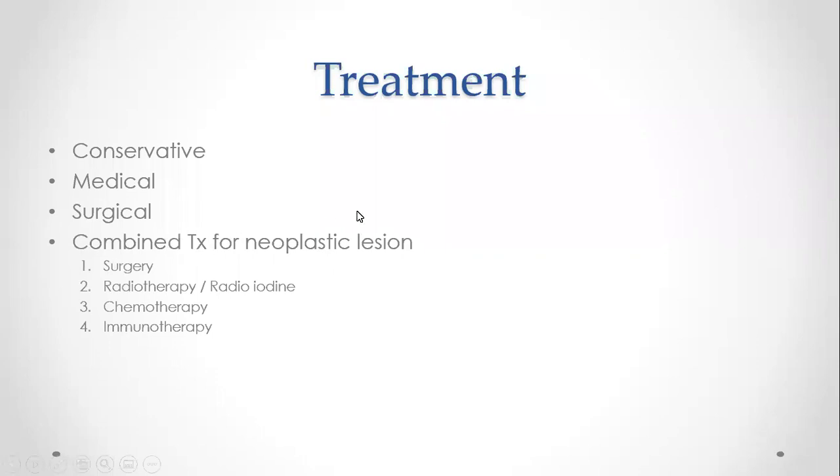If it's a neoplastic or malignant lesion, we need to treat with combined therapy. So surgery and radiotherapy. If it's a thyroid malignancy, after operation, we can treat with radioiodine. Chemotherapy and immunotherapy are mainly for palliative treatment of head and neck cancer. So it can slow down the progression of the disease.